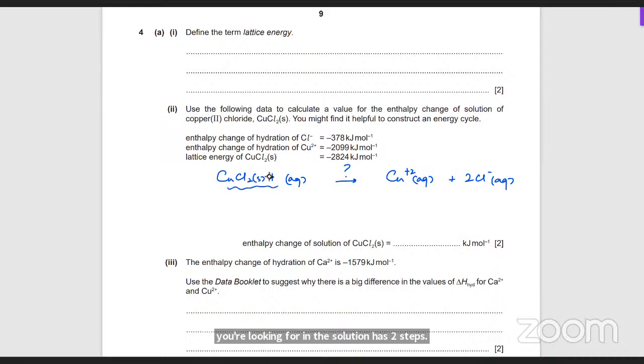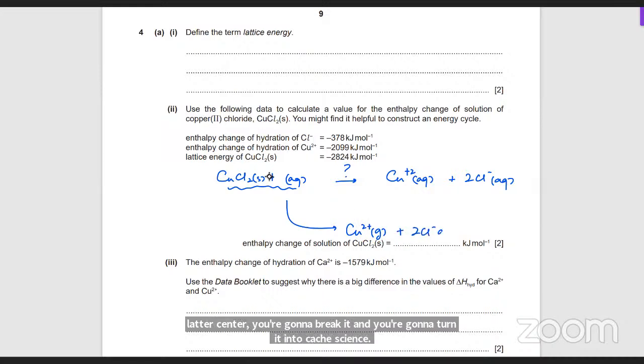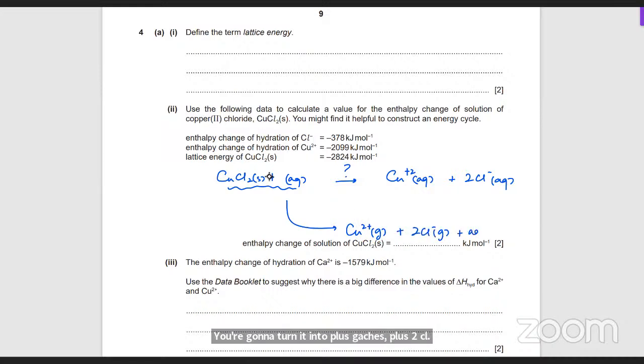So the lattice of CuCl2, you're going to break it and turn it into gaseous ions: Cu2+ gaseous plus 2Cl minus gaseous ions. So what is the energy required to break the lattice? That's 2824. It will be endothermic, positive, because you're not forming a lattice, you're actually breaking it.